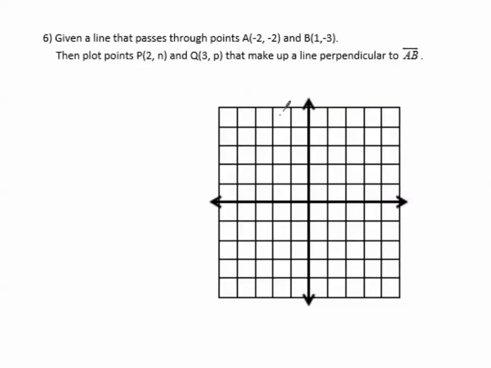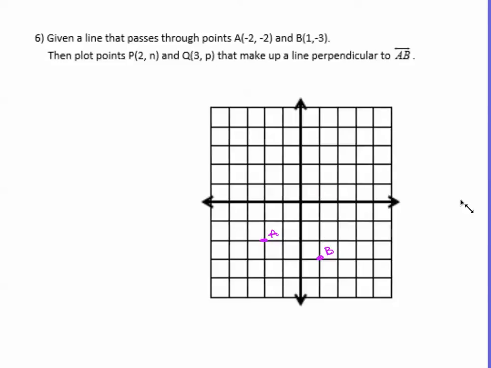Okay, same idea, but perpendicular. All right, so A is (-2, -2). B is (1, -3). All right, so what is the slope of line AB? Well, I can go ahead and draw that line if I want to. I don't really need it, but we'll go ahead and draw it.